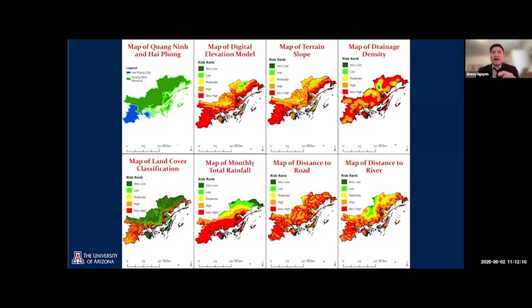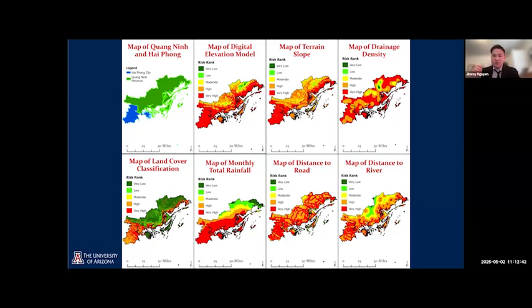And so after having the variables, some of them were vectors, some of them were rasters. I had to convert all of them into raster format and then project them into a UTM 48 North projection system so that it can be measured in meters, and then square kilometers. And then I also reclassified each of them to have a risk rank from very low to very high. And then I assigned a weight for each.